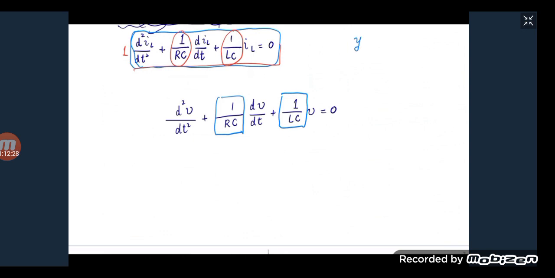And as we have reviewed, y double prime plus y prime plus ey.